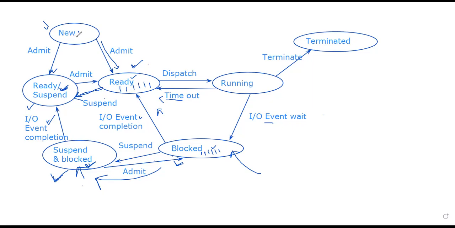And also, when there is not enough space in the random access memory, let us imagine the new process is a low priority process. Therefore, it can get admitted to the secondary storage, to the ready suspend.